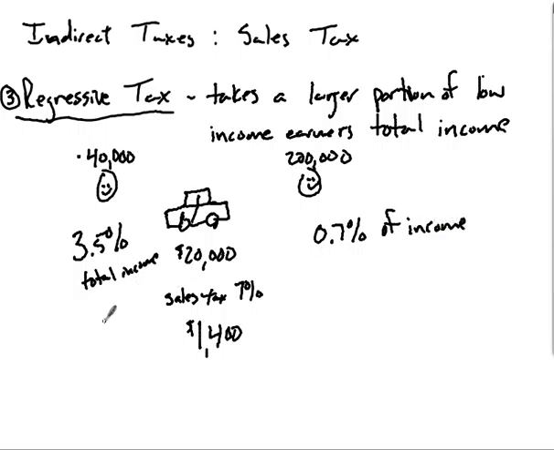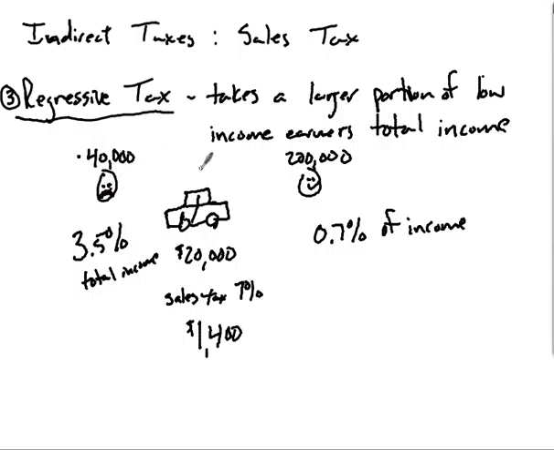And so would you say, and this brings up fairness issues again, is this fair that this person making 40,000 has to pay 3.5% of their total income in tax, while this person making 200,000 only has to pay 0.7% of their income for this tax? All right, so that's why they call it a regressive tax. And so this person might become a little more sad.